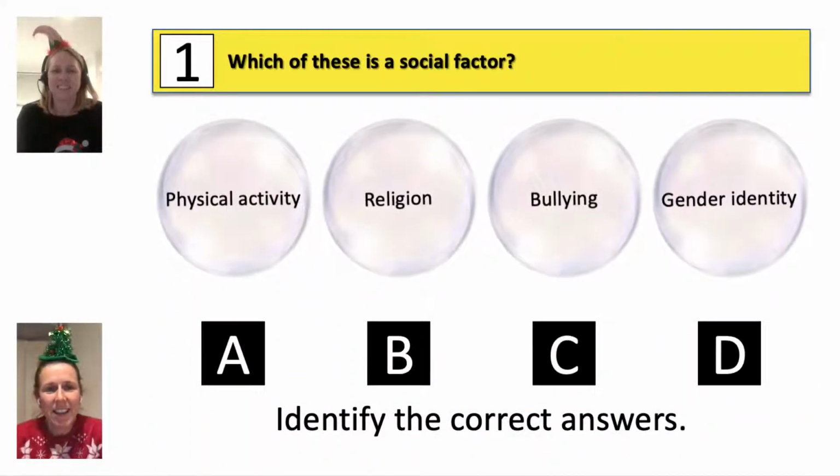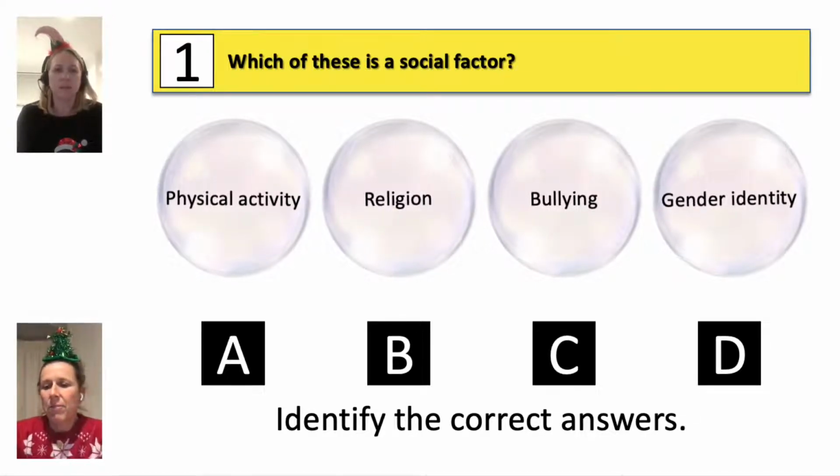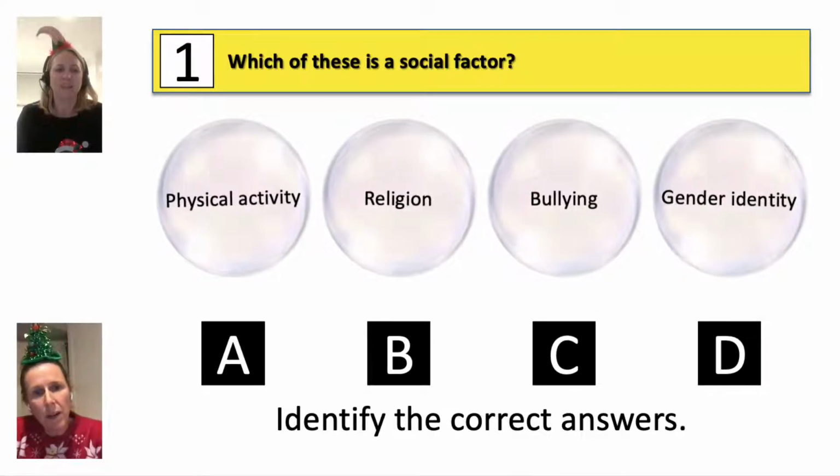Put them in the chat, absolutely. Which of these is a social factor? We've got physical activity, religion, bullying, and gender identity. What do we think? Have a think about how we remember what social factors are. They're factors relating to people, interactions, relationships. Oh, excellent. We have a C, which is bullying. Excellent. Very good. Anyone else?